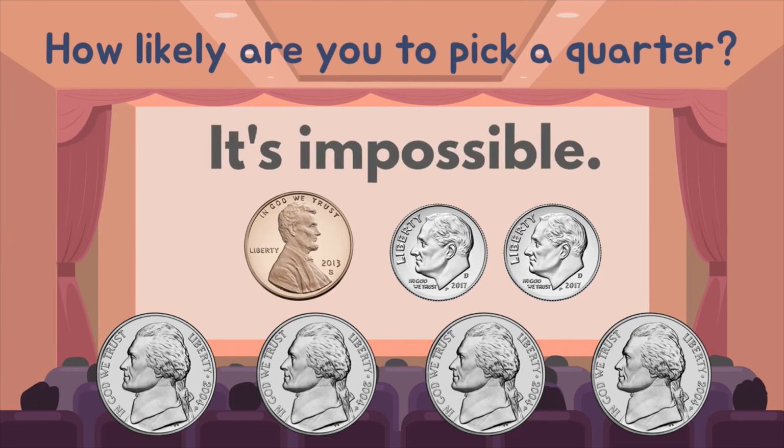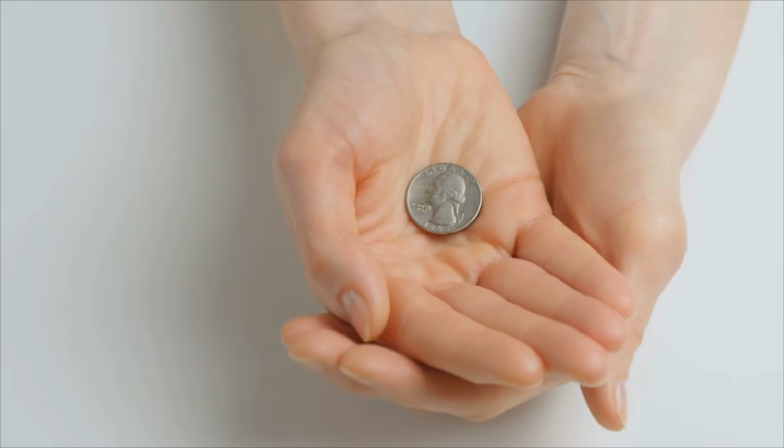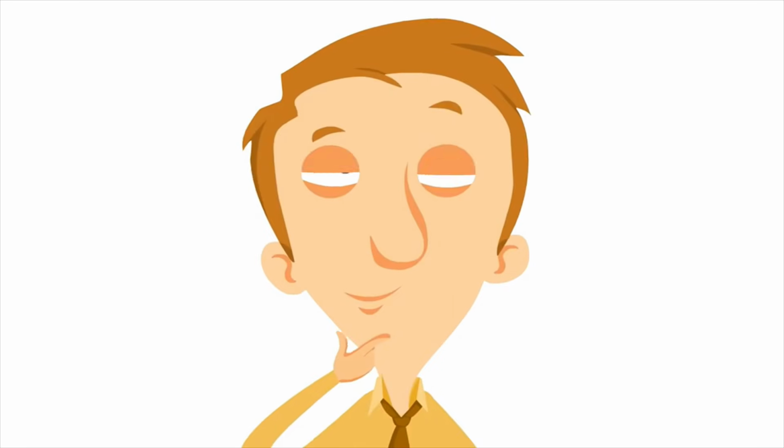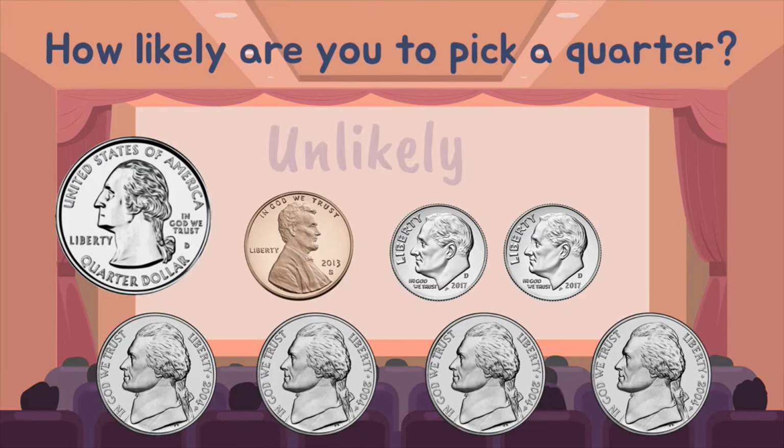It's impossible, yes. If you only have these 7 coins, it's impossible to pick a quarter because none of them are quarters. But remember, if you find a quarter later on, add that to your collection and play the same game, the probability would change. It wouldn't be impossible anymore, but it would be unlikely.